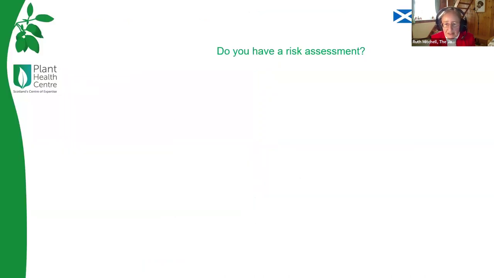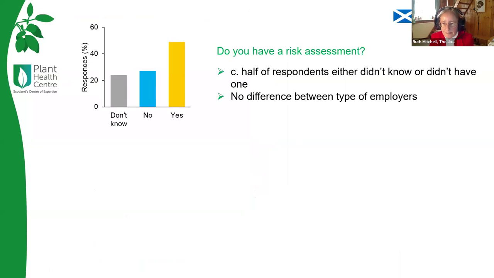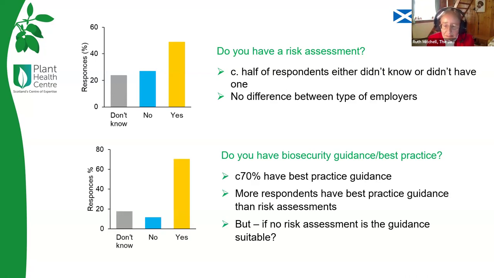We also asked the participants whether they had a risk assessment. And about half the respondents either didn't know or didn't have one. So I should have written down the results from the polls, but I think that's a fairly similar level of responses. Perhaps you were a bit better than the respondents here. We asked about whether they had biosecurity best practice, and about 70% of people did have best practice guidance. So that was really good.